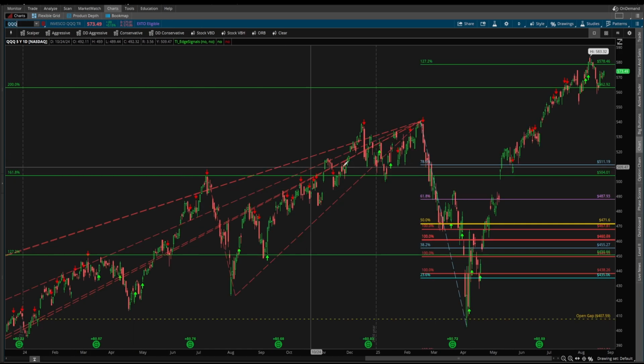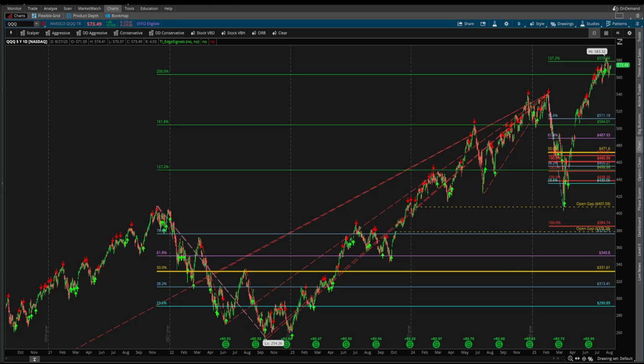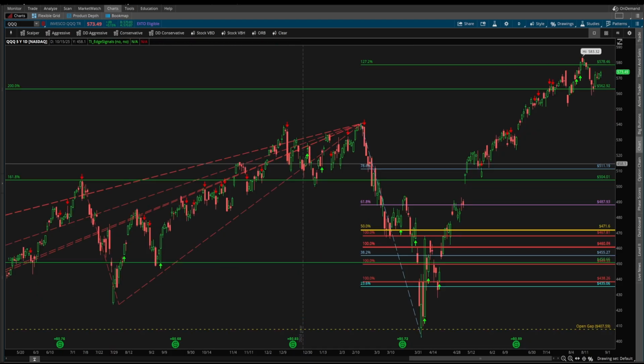Next up, we have the Qs. Inside of the Qs, if we start with the 2022 swing high to swing low, we're just crossing that 200% level as well. We've exceeded it a little bit more compared to the Dow. I've also taken our 2025 swing high to swing low, and that gives us a 1272 of 578.46. So somewhere here, I think you might see the Nasdaq chop.